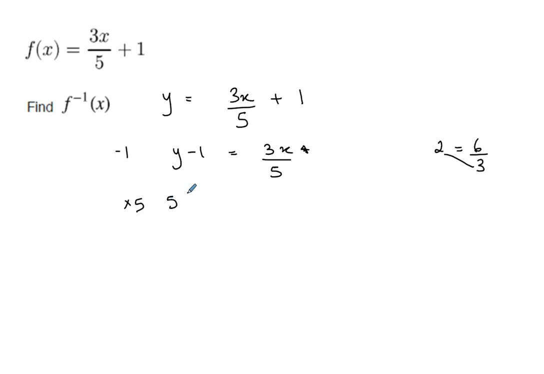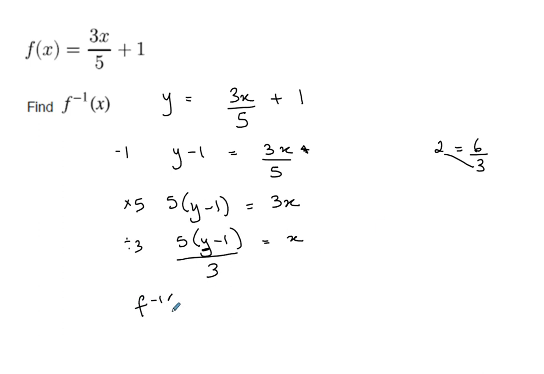So we've got 5 times (y minus 1), and we've got 3x. And then we divide by 3. So we've got 5(y minus 1) divided by 3 equals x. Good. And now wherever the y is, put the x back in. So you've got f minus 1 of x equals 5(x minus 1) divided by 3.